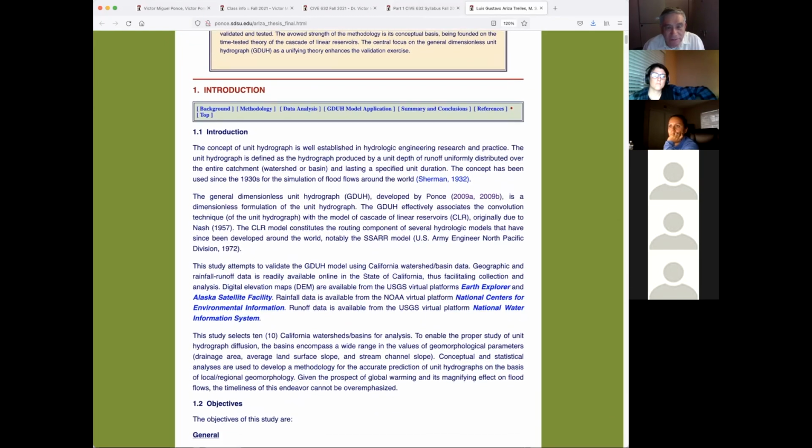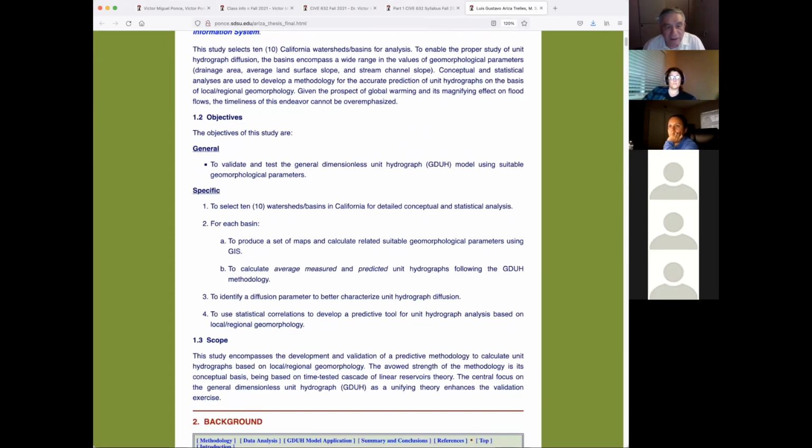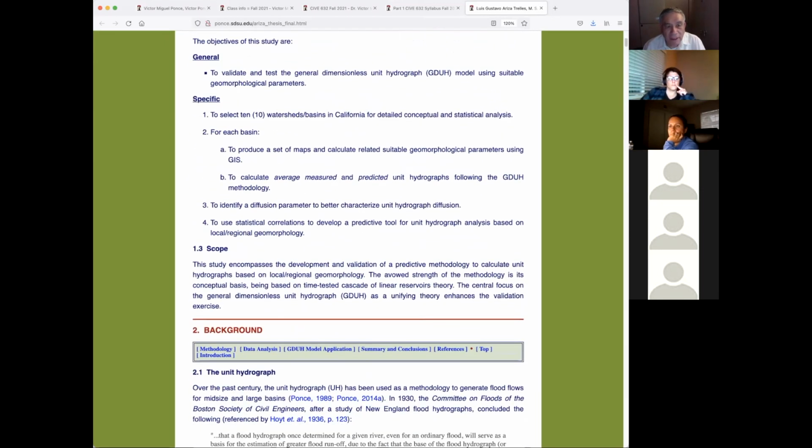What did he do? Well, he first talks about the SAR method, the unit hydrograph, etc. I asked him to select 10 watersheds throughout California, gather the data, and analyze according to the methodology to figure out what the current number of Cascade reservoirs was based on the data. For that, you had to have data. And it's a good thing that here in the United States the data is freely available, which is not the case in some countries. Certainly in Peru, it wasn't.